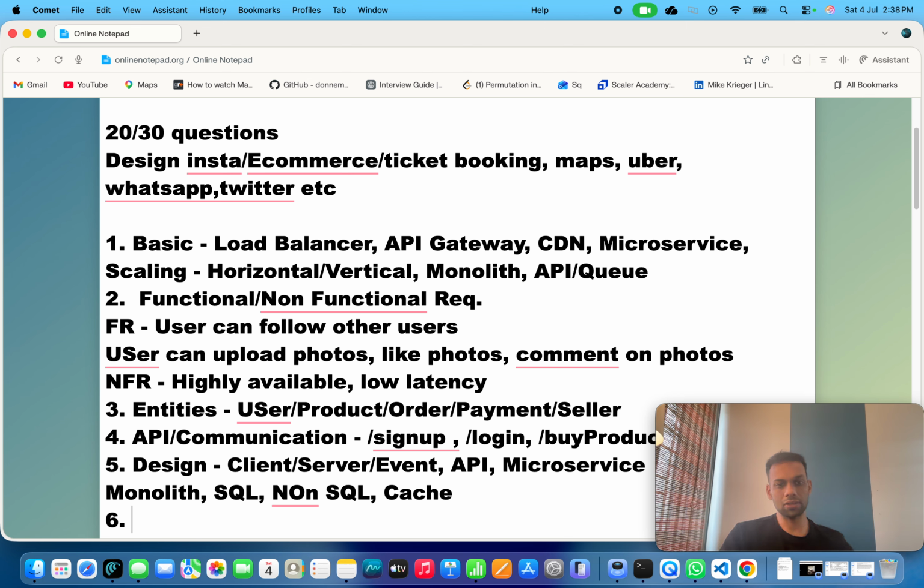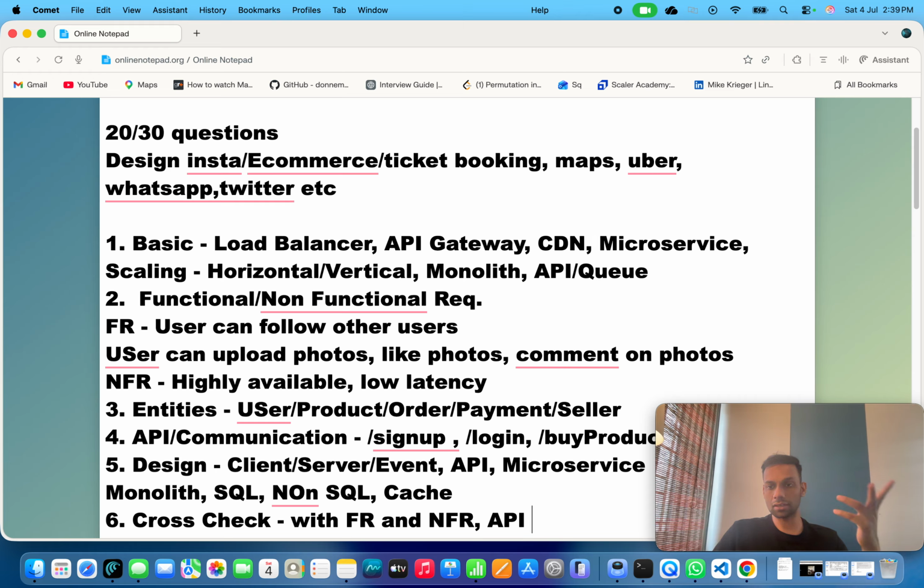Then after that, you have designed the system, then you cross-check with your functional and non-functional requirements. So now you have written functional requirements, non-functional requirements. These are in your second point, and 6 points. Once you are done designing your system, you can again cross check, go back to your functional requirements, all the points are getting covered. Go back to your non-functional requirements, all the points are getting covered. Go back to your API design, whatever the APIs you have written are covered in your design.